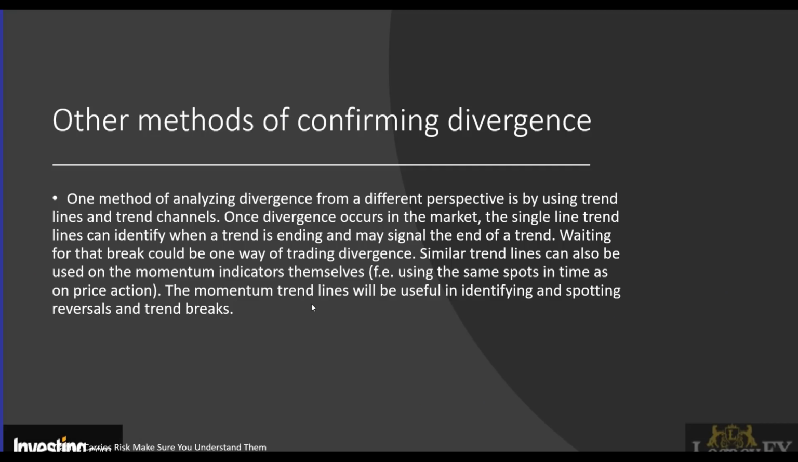Now, one method for analyzing divergence with a different perspective is by using trend lines and trend channels. Once divergence occurs in the market, single trend lines can identify when a trend is ending and may signal the end of a trend. Waiting for that break could be one of the ways of trading divergence.